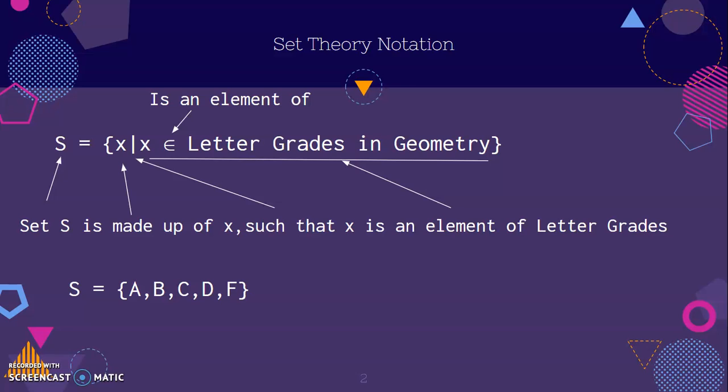So really, this is just how to read it. Set S is made up of X such that X is an element of letter grades in geometry. Okay?